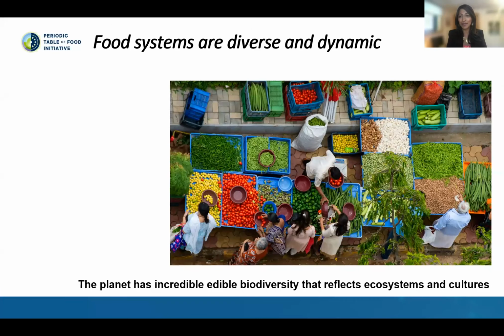And so this example of the plum is just one to illustrate that our food systems are diverse and dynamic. The planet has incredible edible biodiversity that reflects ecosystems and cultures. At the Periodic Table of Food Initiative, we really are trying to celebrate that diversity of foods, including the diversity at the biomolecular level.